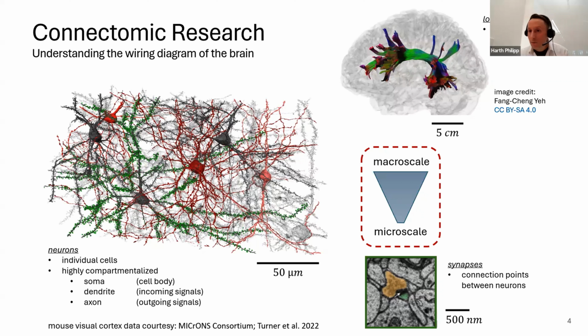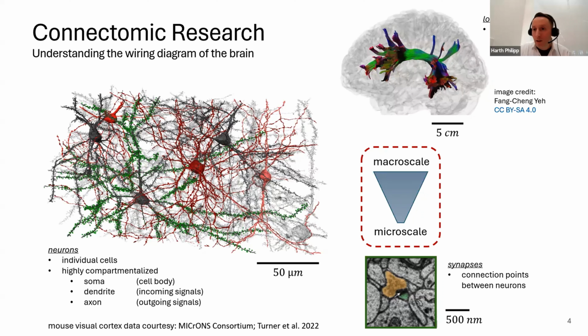And at the finest or highest resolution level, you have synaptic contacts at the nanoscale, which are the connection points between neurons conveying signals from one neuron to another. And typically they connect one axon to one dendrite.